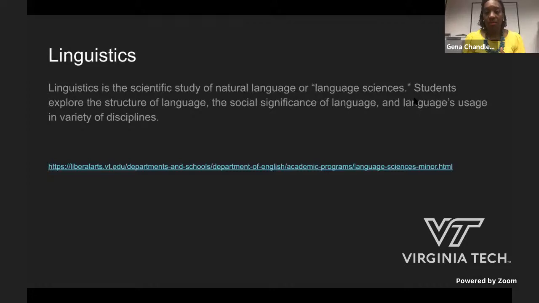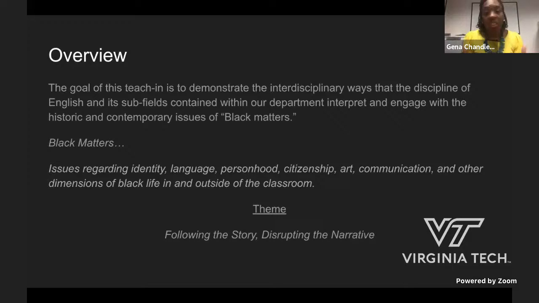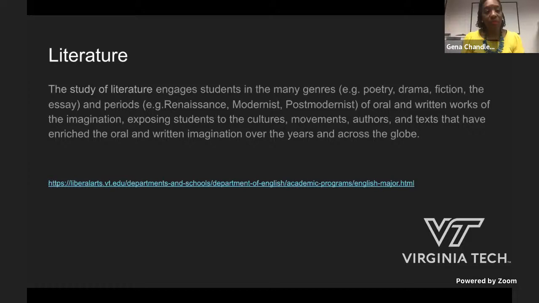So we will engage with you tonight through several disciplinary areas in English, and I'm going to give you a brief overview of those today. The first is literature. The study of literature engages students in the many genres and periods of oral and written works of the imagination, exposing students to various cultures, movements, authors, and texts that have enriched the oral and written imagination over the years and across the globe.